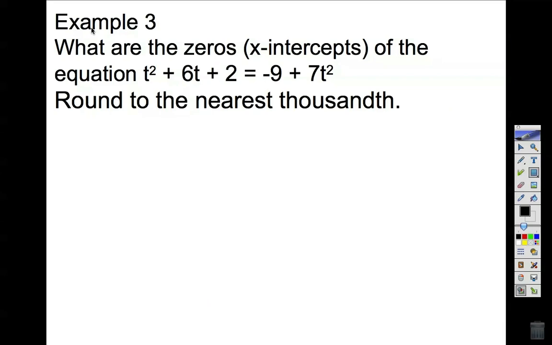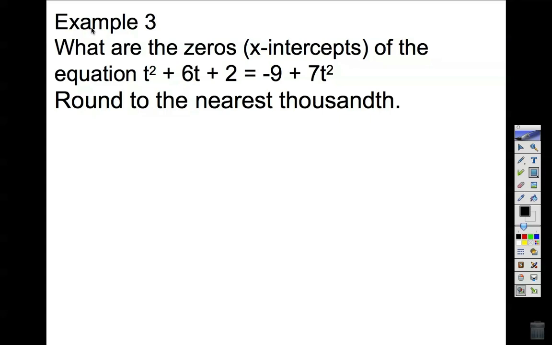Example 3 is asking us what are the zeros or x-intercepts of the equation t squared plus 6t plus 2 equals negative 9 plus 7t squared, and we are going to round to the nearest thousandth. So that means that we are using 4 decimal places and we are able to use a calculator. This is somewhat a little bit easier to do if you have a calculator.